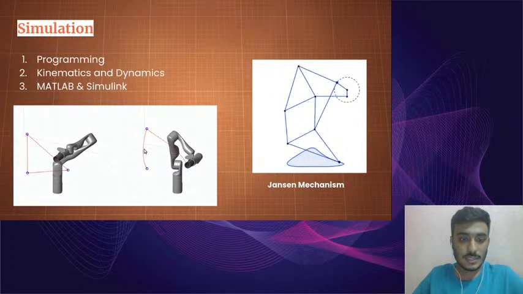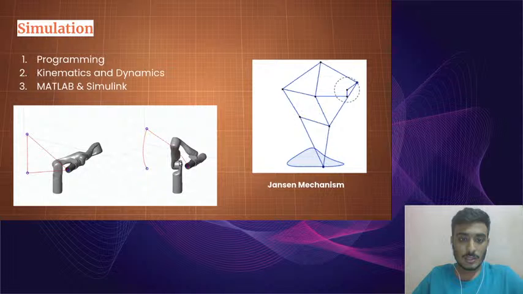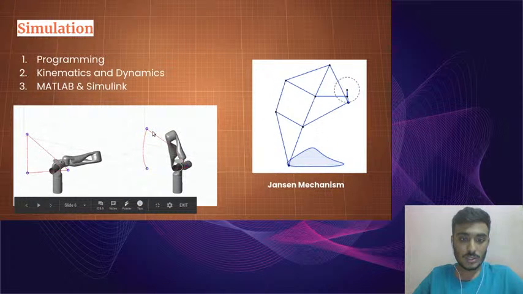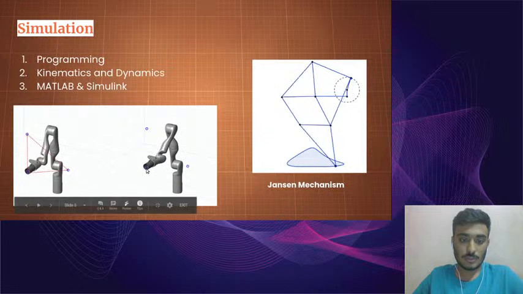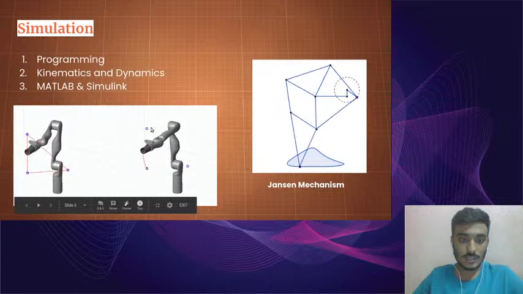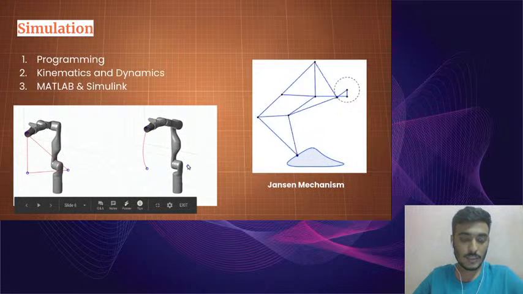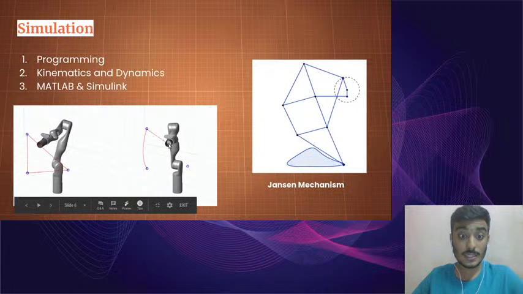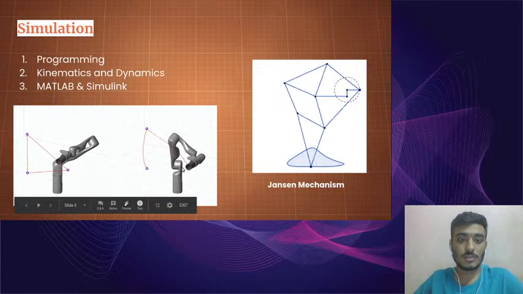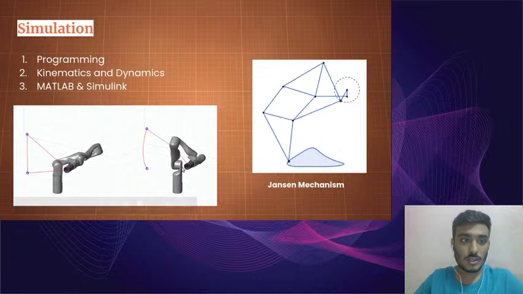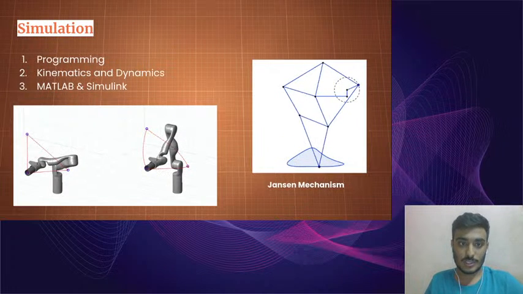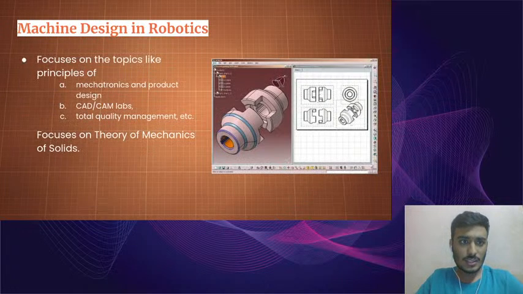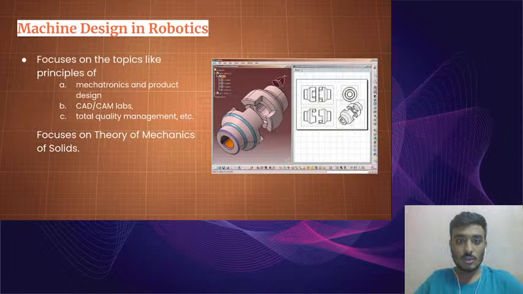If we look at the blue line over here, this is the path that the bot is supposed to follow, and the red points determine the constraints. These three red circles here define the constraints, and the blue line determines the trajectory that the bot is supposed to follow. So this is one aspect of mechanical engineering and robotics. We'll have a look at the next aspect, machine designing and robotics.